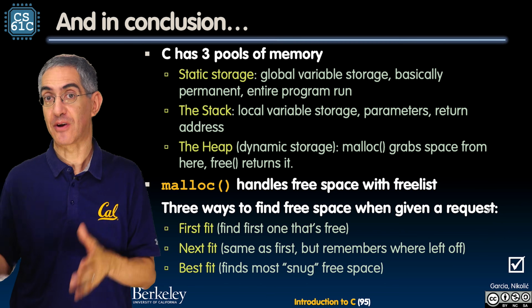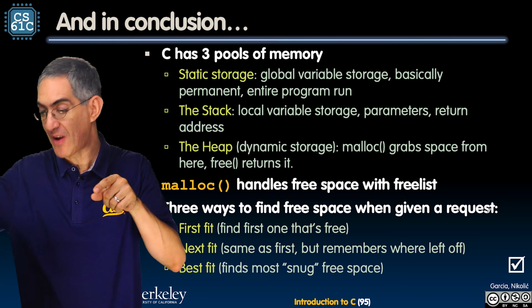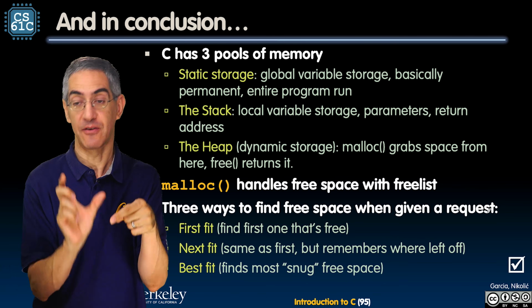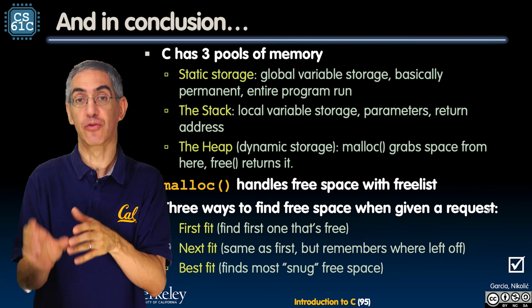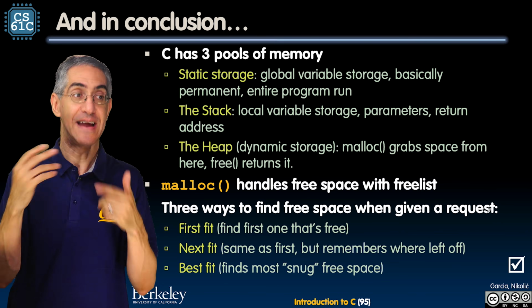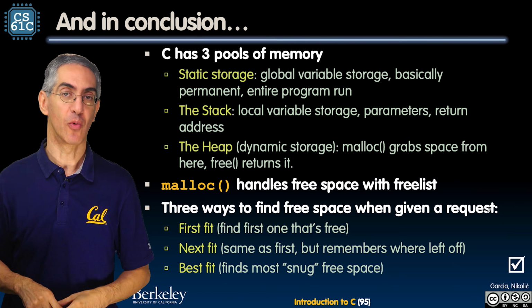3 ways to deal with the free list that malloc's going to affect. Best fit, search everybody until you find the one that just snugly fits the best. First fit, always start at the beginning. The first guy that matches, that's equal to or bigger than the space you're asking for. And next fit says the same as first, except that you always remember where you were and start there next time.